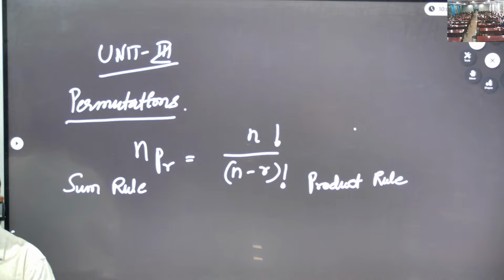Any idea? We said arrangement of elements in the given set is our permutation. So when to use the sum rule and when to use the product rule? No idea? No guesses? Good.